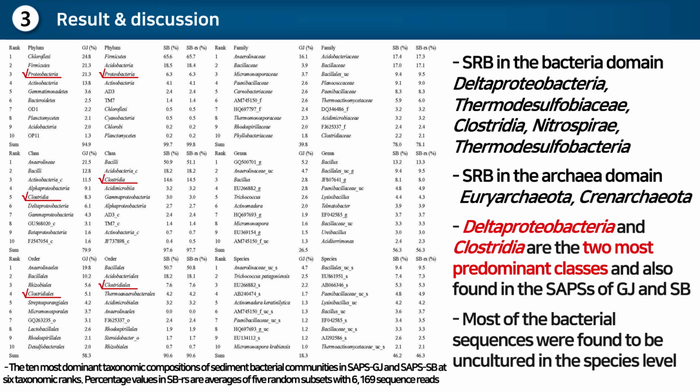Crenarchaeota in the Archaea domain. Among them, Delta Proteobacteria and Clostridia are the 2 most predominant classes affiliated with the SRB isolates, which were also found in the SAPSes of GJ and SB. In the sediments of the tested SAPSes, Clostridia and Delta Proteobacteria were the 5th and the 6th largest classes in GJ, and Clostridia was the 3rd largest class in SB. Most of the bacterial sequences were found to be uncultured at the species level.